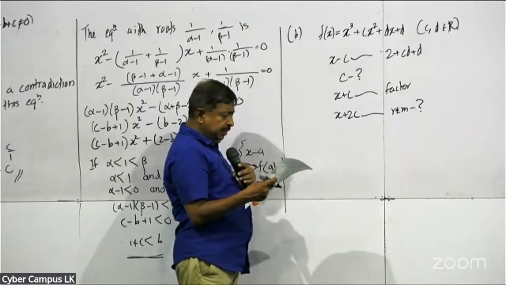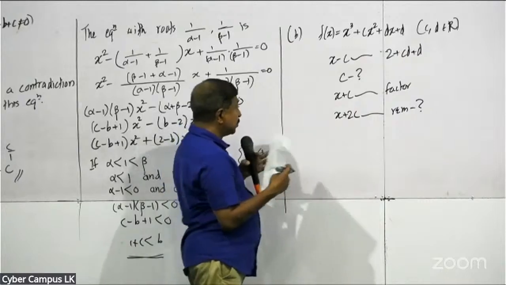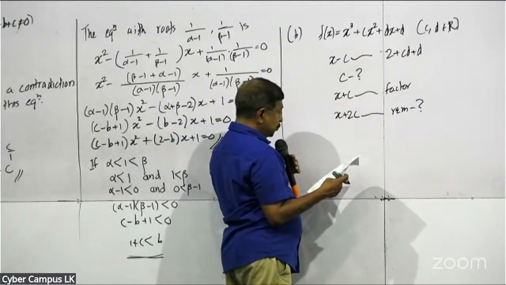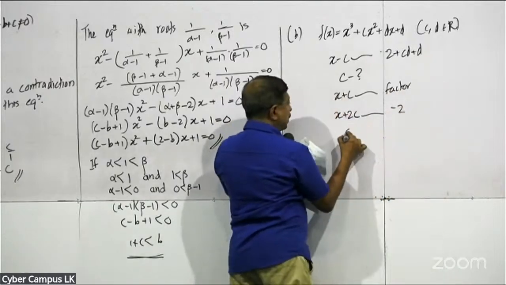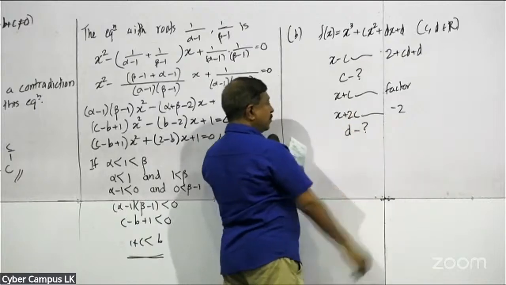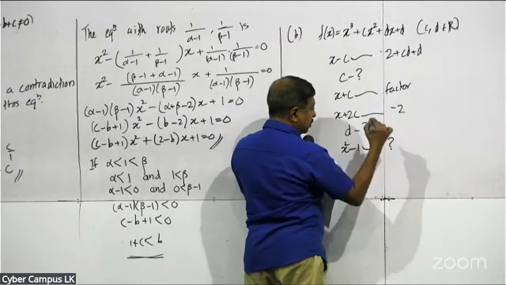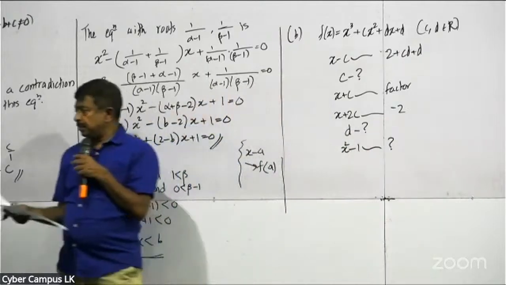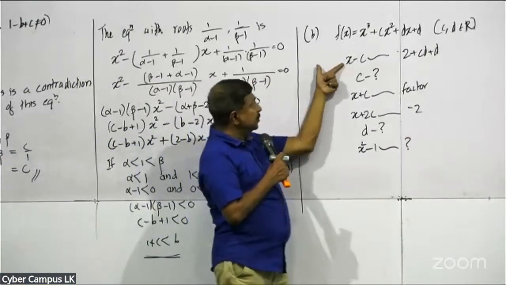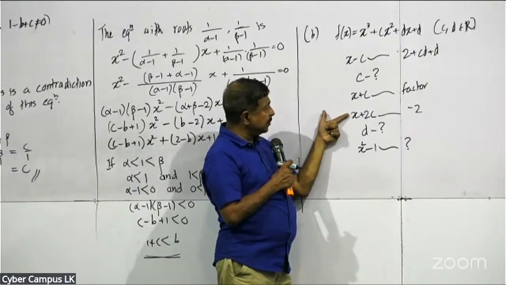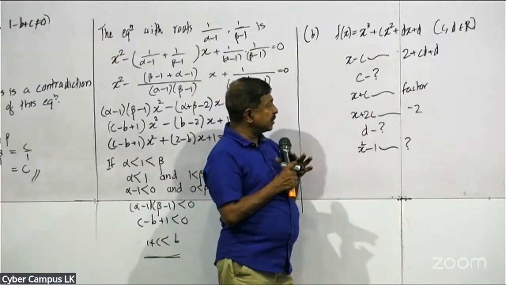Then there's another thing. When f(x) is divided by x plus 2c, the remainder is given as minus 2. We have to find d. Then find the remainder when f(x) is divided by x minus 1. So we need to find several things, right? All right, this is the summary of the problem. This is given, we need to find c. This is given, we need to find d. There are 4 things. We have to show that this is a factor.